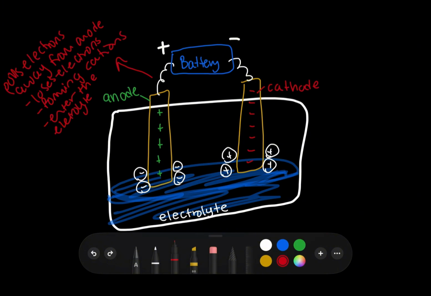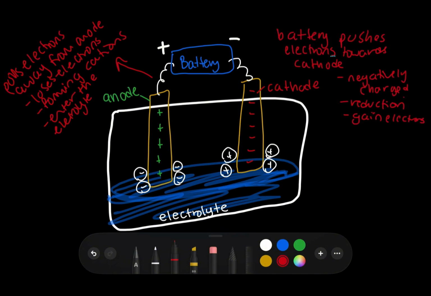The electrons are flowing through the battery. Now the cathode is the negative electrode, and this is where reduction is occurring, where it's gaining electrons. Here the battery is pushing the electrons towards the cathode, making it negatively charged. Now the positive metal ions, the cations that we had from the anode, which are now in the electrolyte solution, are going to attach to the negative cathode. When they reach the cathode, they're going to gain electrons and become neutral metal atoms again.